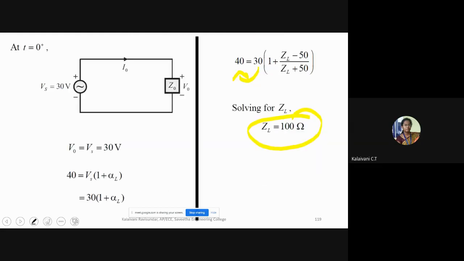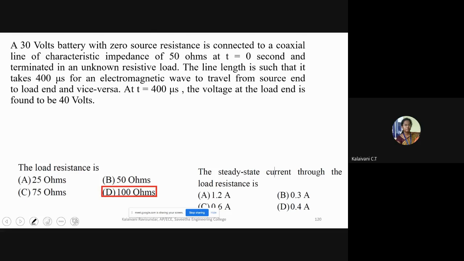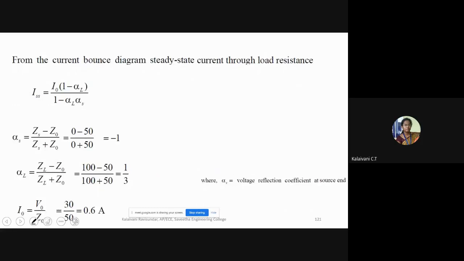So what is our next question? Steady state current through the load resistance. How to find the steady state current through the load resistance? From the bouncing diagram, the steady state current equation is this. From this we found already alpha L. Now alpha S we have to find. Alpha is the reflection coefficient. Alpha L is with respect to load, alpha S is with respect to source. We have both reflection coefficients.